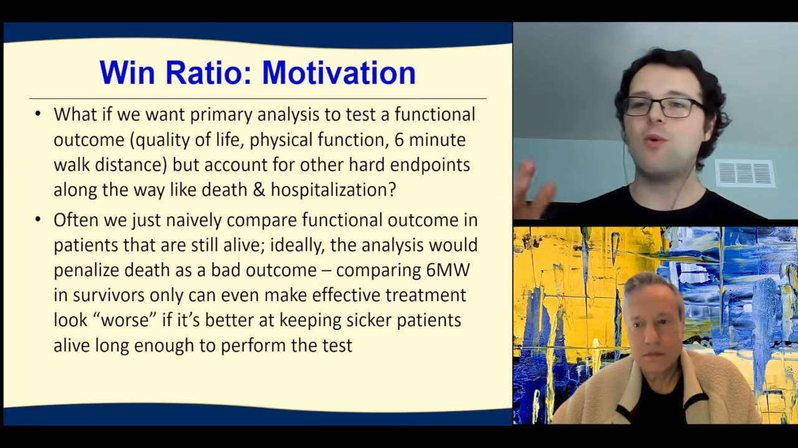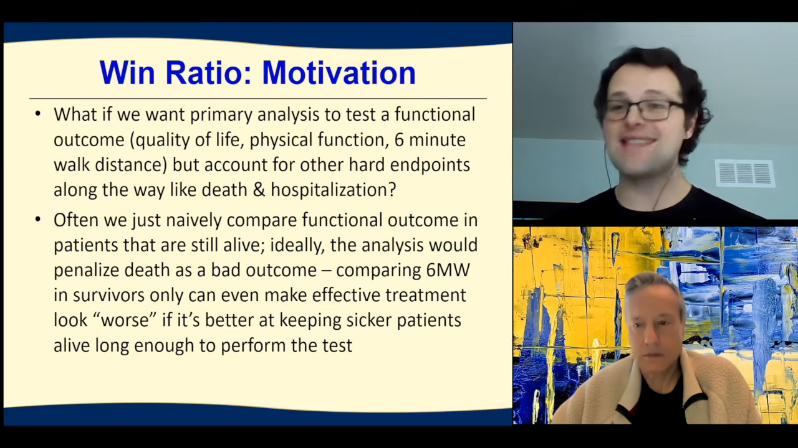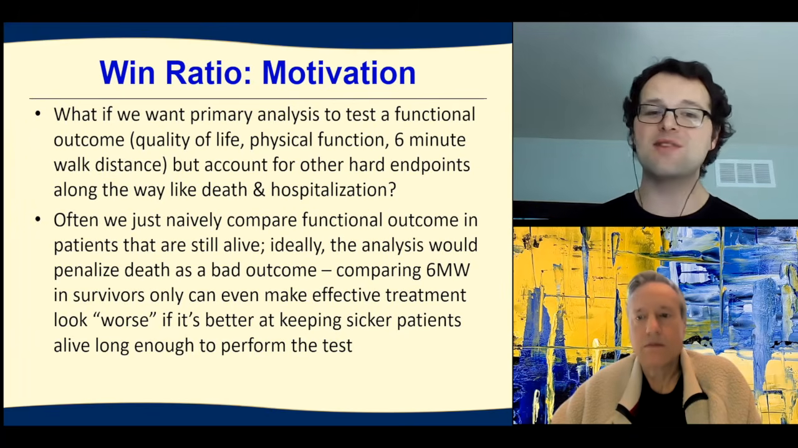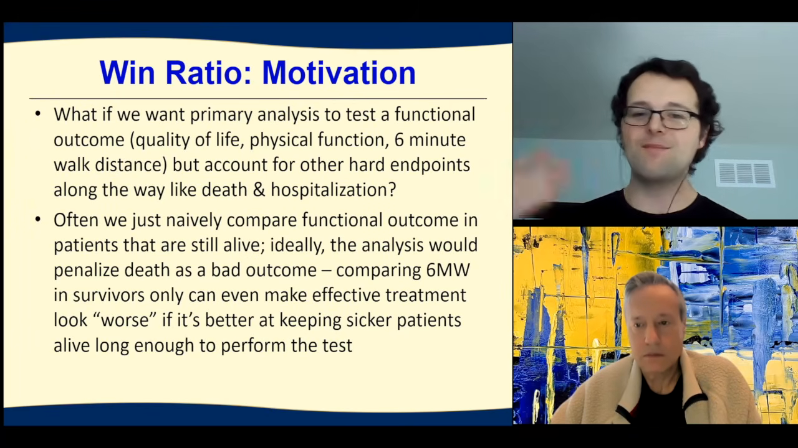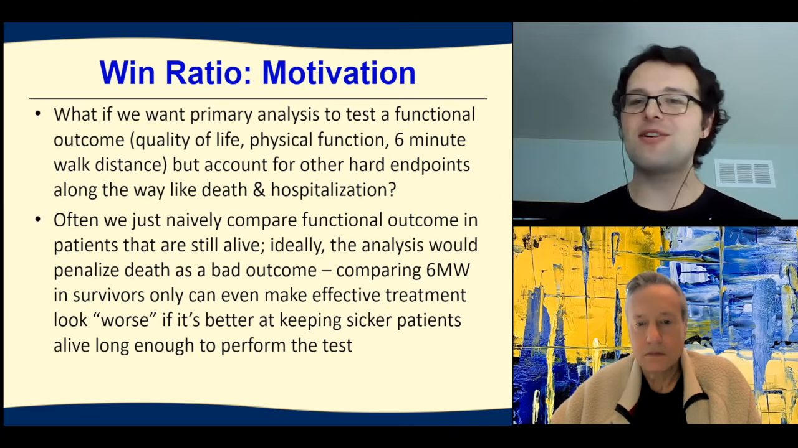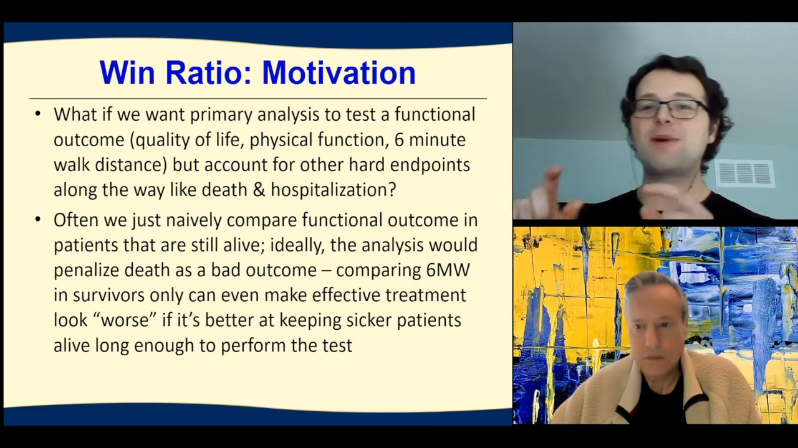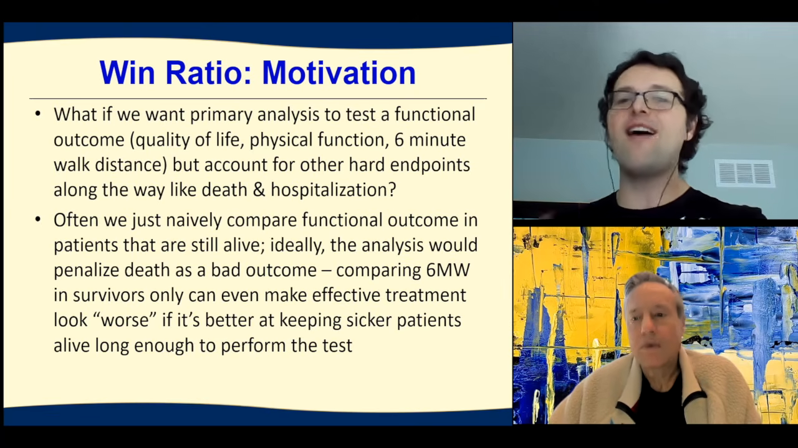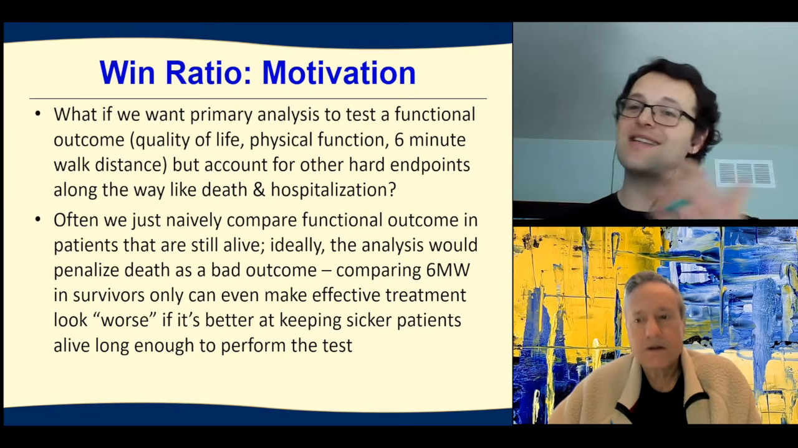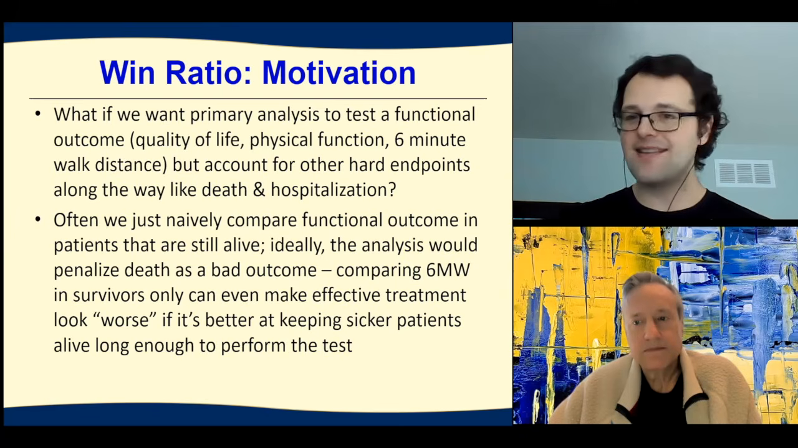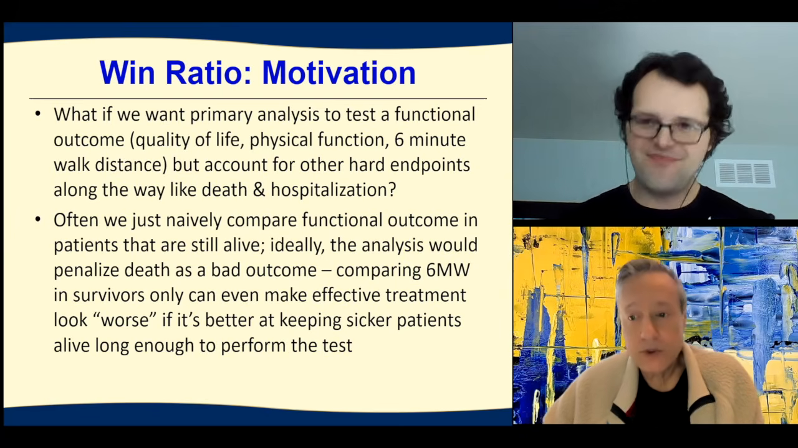And ideally, we want to somehow penalize the people who are too sick to do the test or who died before doing the test. We want that counted as a bad outcome, because if you think about it, comparing those outcomes only in the people who are alive could actually make an effective treatment look like it's not very good, because it happens that it's kept all the sickest people alive and they've survived to do the test. Exactly. So that's why that's a tough one. That's a tough one to explain to people.